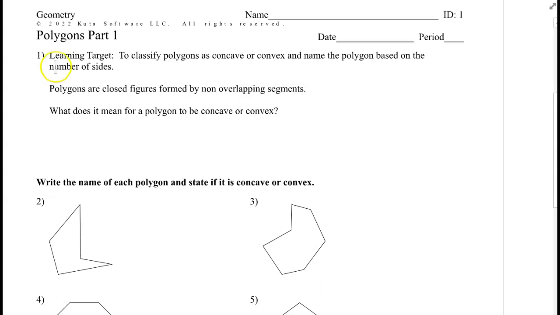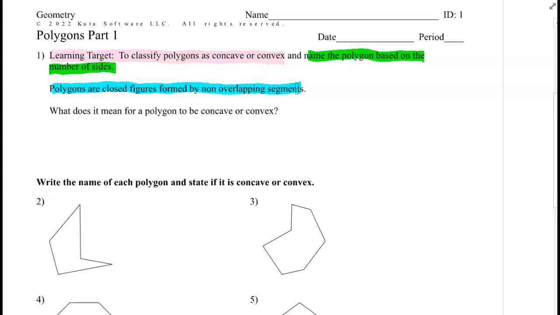Hello geometry students. Today's learning target is to classify polygons as concave or convex. And the second part of the learning target is to name that polygon based on the number of sides. So in the last video we talked about polygons being closed figures formed by non-overlapping segments. They also need to be two-dimensional.